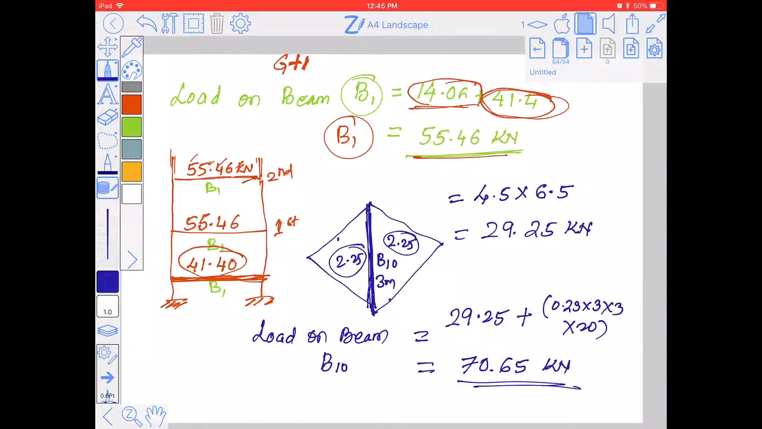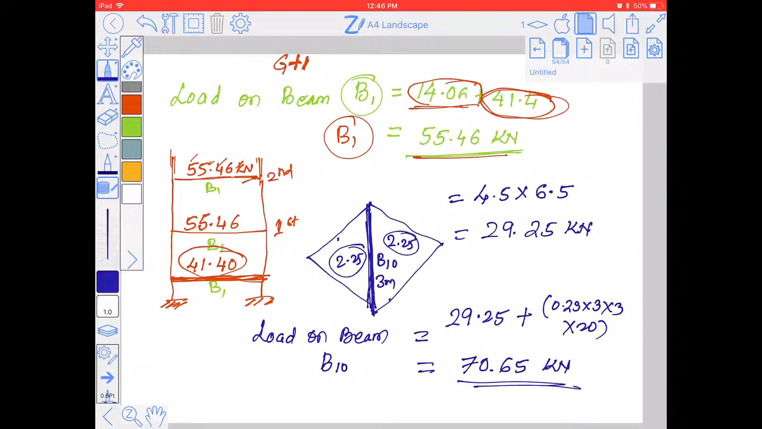Is it clear? Please reply. I'm not getting any replies from you people. Okay, 70.65 is the answer. It is correct. Yes, fine. Shiv and Sagar, thank you.